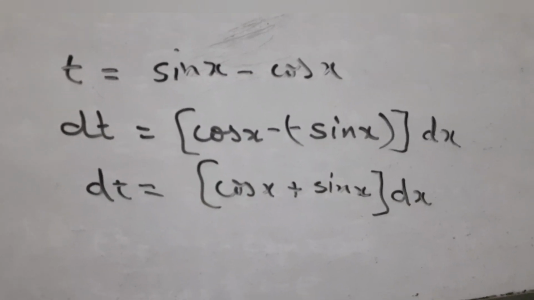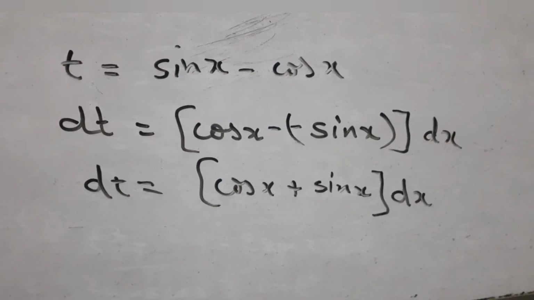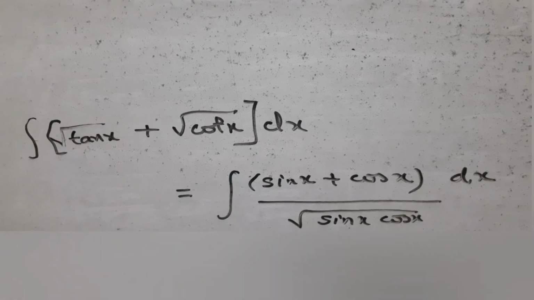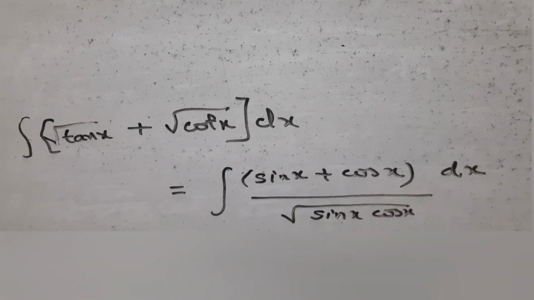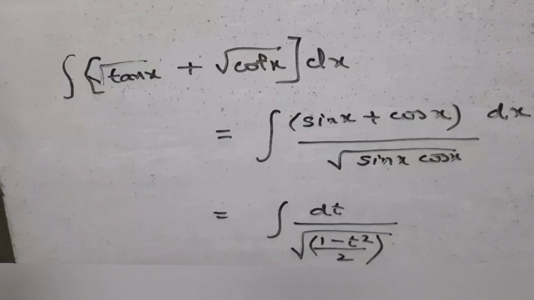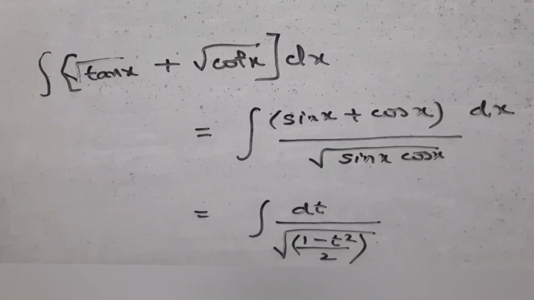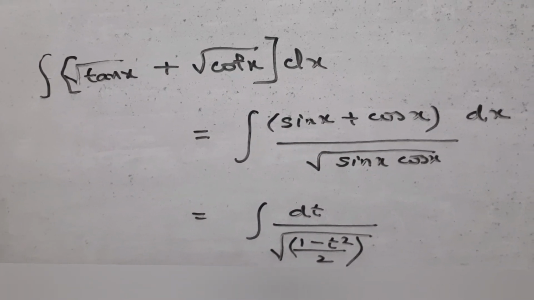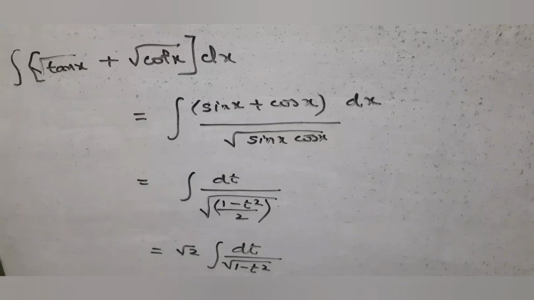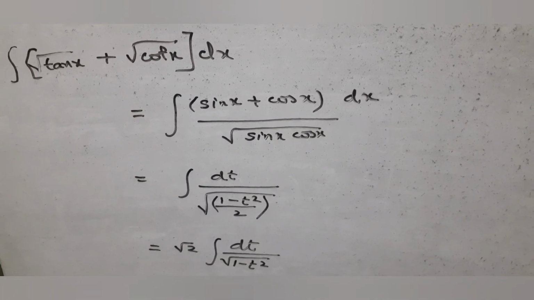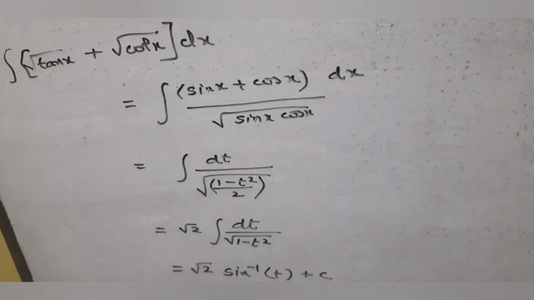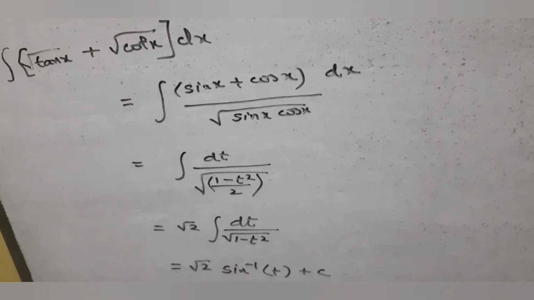So t equal to sin x minus cos x, taking differentials, dt equal to cos x plus sin x dx. Substitute these values into the integral that we simplified. So the required integral becomes root 2 times integral dt by square root of 1 minus t square, which on integration becomes root 2 sin inverse t plus c. Substitute the value for t.